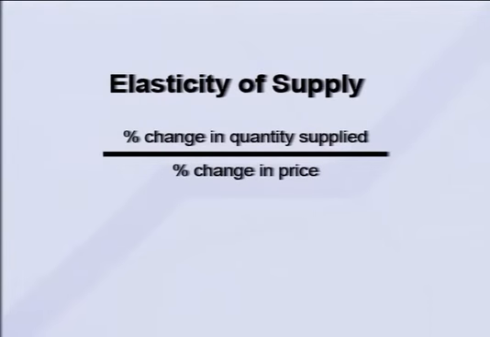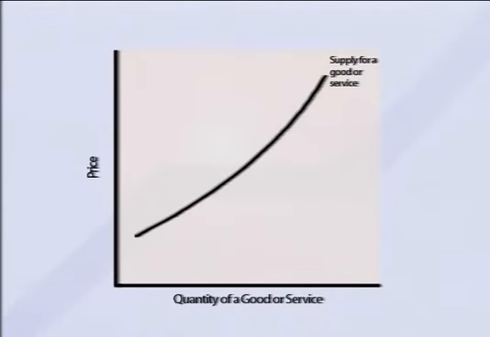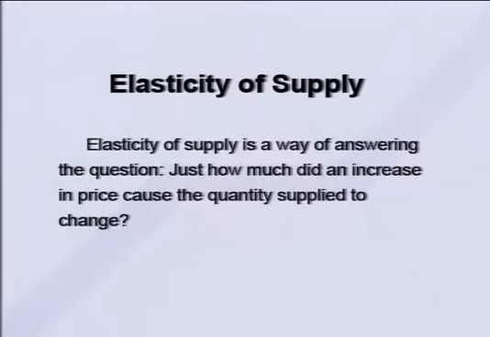Similarly, the elasticity of supply is defined as the percentage change in quantity supplied divided by the percentage change in price. And once again, when we talked about how economists see supply back in Lecture 3, we explained that supply was a relationship between price and quantity. The relationship was, as price went up, quantity supplied went up too. And remember, the reason for that was firms would gain a higher profit as the price went higher, and that would encourage them to supply a greater quantity. Well, elasticity of supply is a way of answering the question, just how much did an increase in price cause the quantity supplied to change?